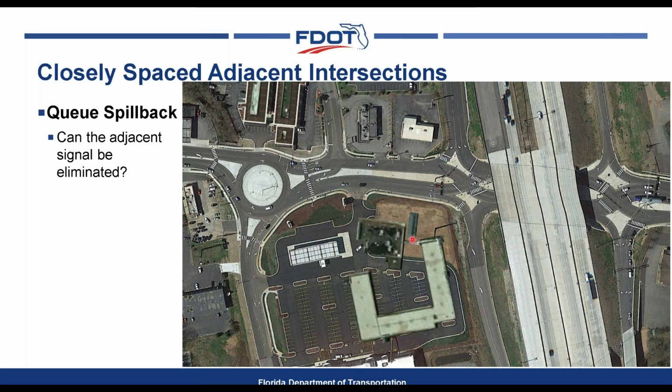Another way to eliminate the signal is at this location, with the inclusion of a roundabout, which is a good option, and it can also be very effective at reducing spillback into the crossover intersection. Also with the roundabout, you can prohibit left turns here, as they can now make a right and do a U-turn. Again, eliminating that closely spaced intersection if possible.